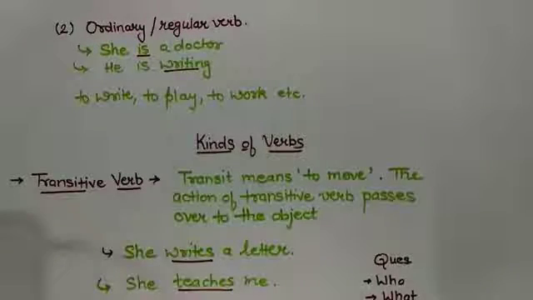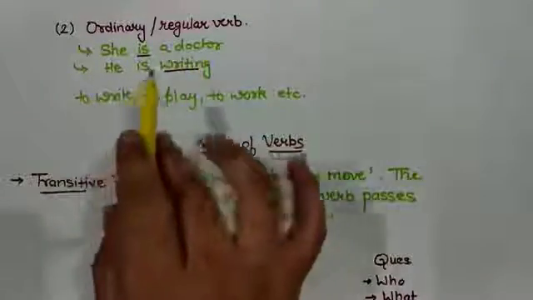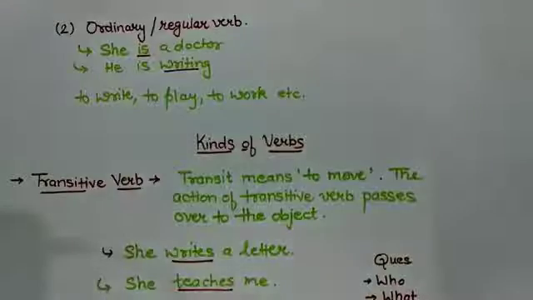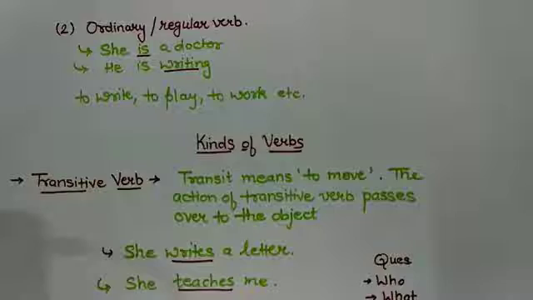Ordinary verbs are ordinary actions like she is a doctor or he is writing. So the words like to write, to play, to work, etc. are called ordinary verbs.